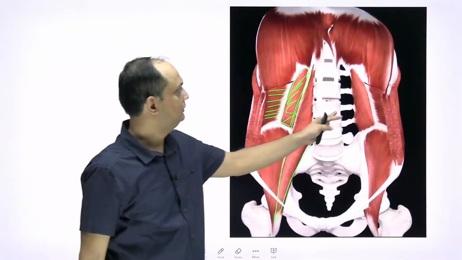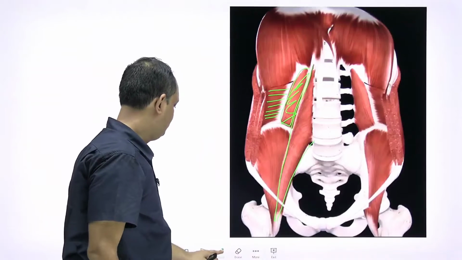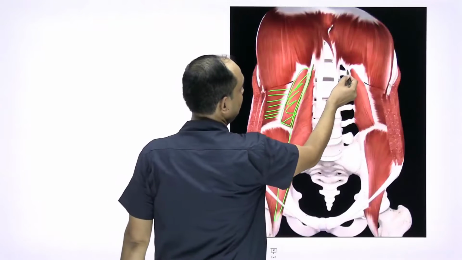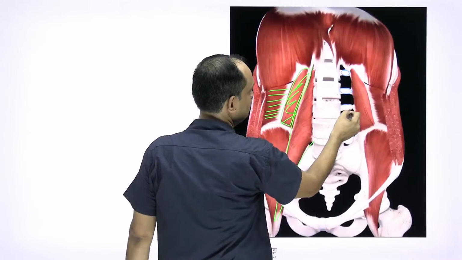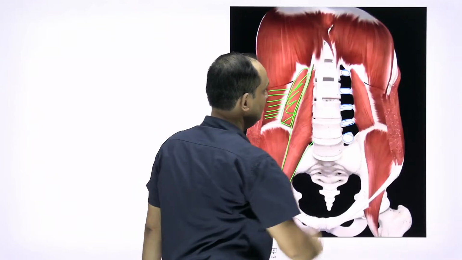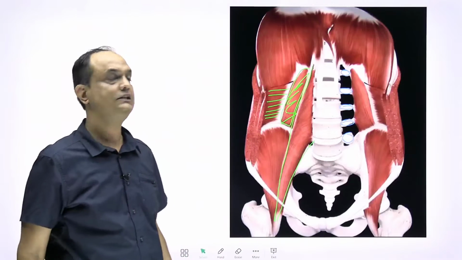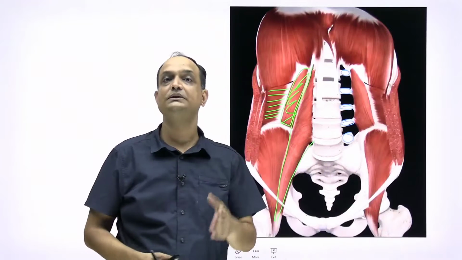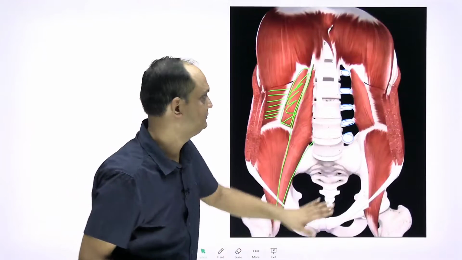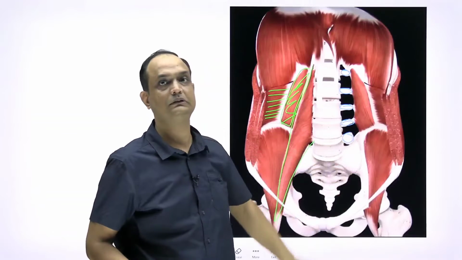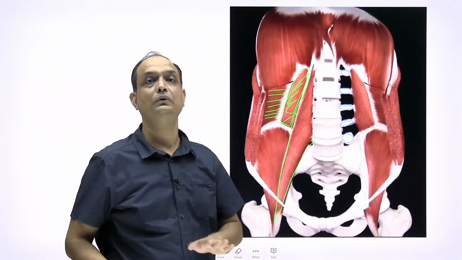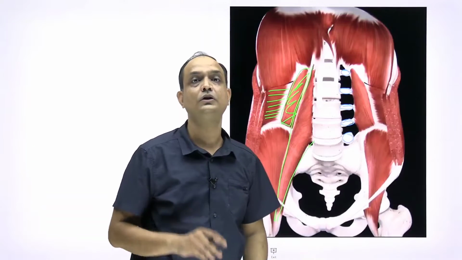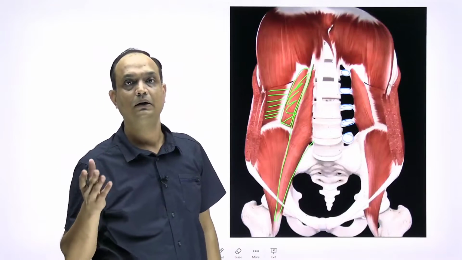Now here on the opposite side, we have removed the psoas major. If you ask me, sir, we are able to appreciate the transverse processes of the lumbar vertebrae. Why? The answer is because we have removed the psoas major. That means the psoas major lies on the anterior aspect of your transverse processes, and it also takes origin not only from the body but also from the transverse processes of lumbar vertebrae.